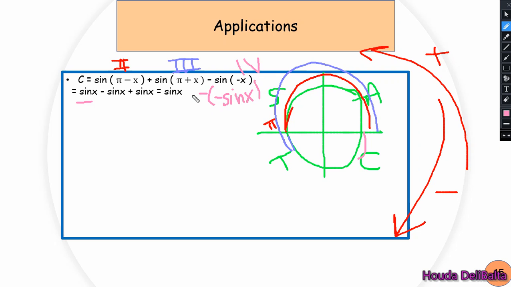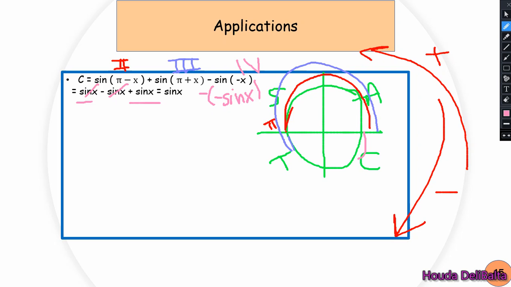And we have a minus sign outside. Minus into minus will give me plus sine x. So again, here in quadrant 2, sine is positive. In quadrant 3, sine is negative. And in quadrant 4, sine is negative and with a minus sign before it, it is plus sine x. Now cancelling the opposites, the final answer is sine x.